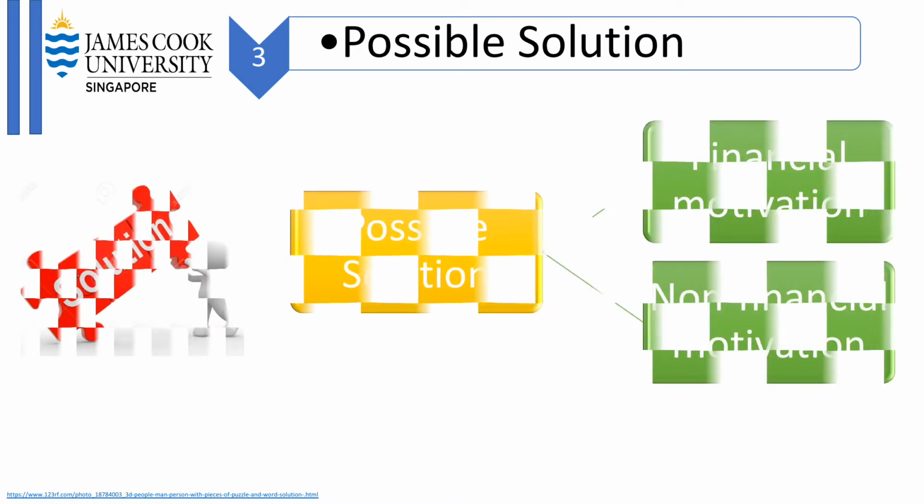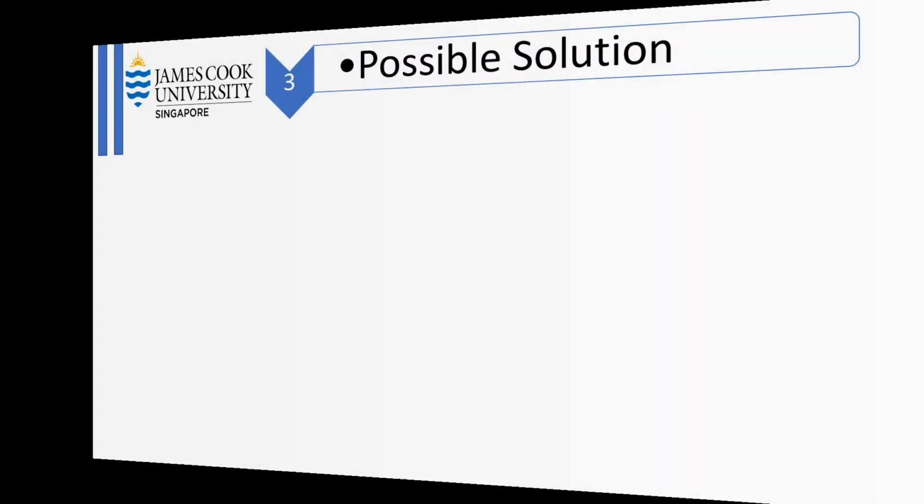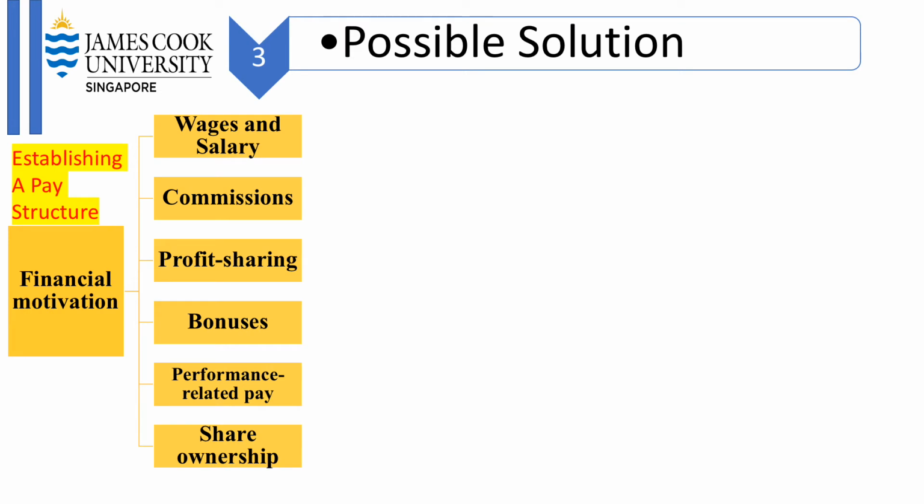Firstly, possible solution. Let me move to financial motivation factors. According to Herzberg's theory, this is the first factor that determines whether employees will work or not. Depending on the ratio appropriate to her company, Helen can build a percentage of the following items: salaries, wages or commission, profit sharing, bonuses, performance-related pay, or share ownership.